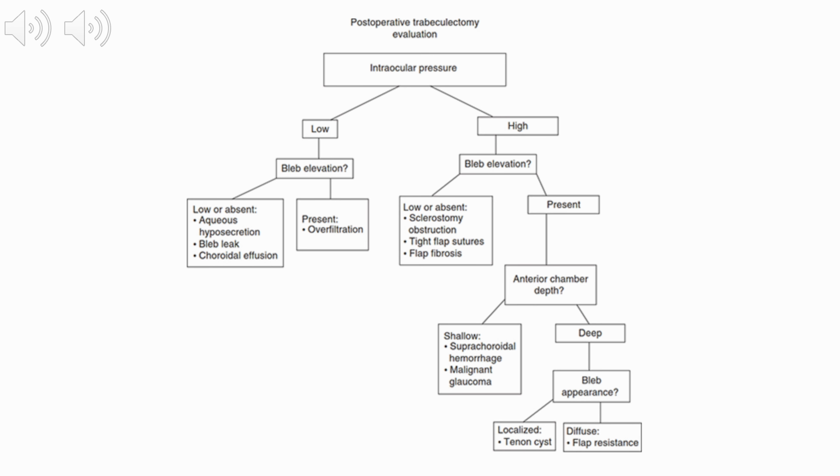This algorithm helps you rapidly categorize post-operative problems into mechanical obstruction, overfiltration, wound healing issues, or rare posterior processes, guiding targeted intervention instead of trial and error.